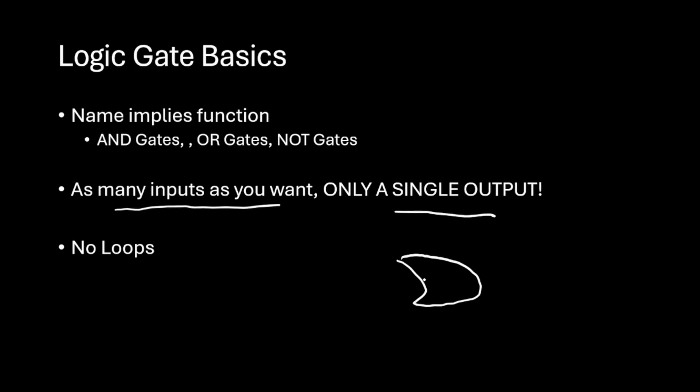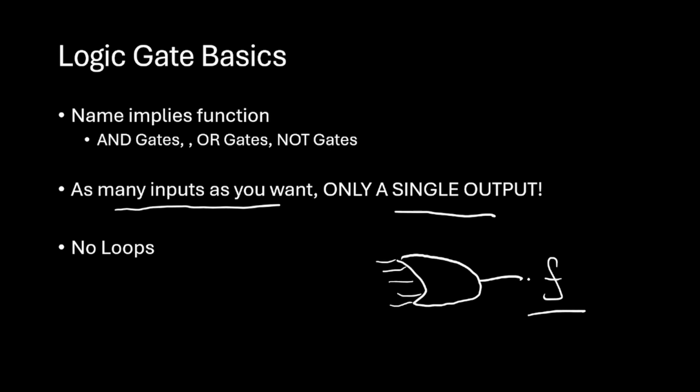For instance, let's take this poorly drawn OR gate as an example. You can only have one output. That's going to be your function. But you can have 2 inputs, 3 inputs, 4 inputs, 5 inputs. It doesn't matter. You can have as many inputs as you want, but only one output.